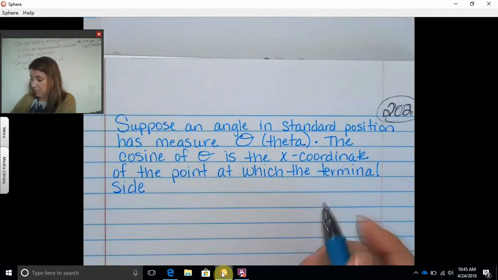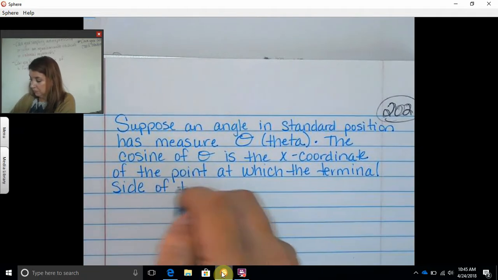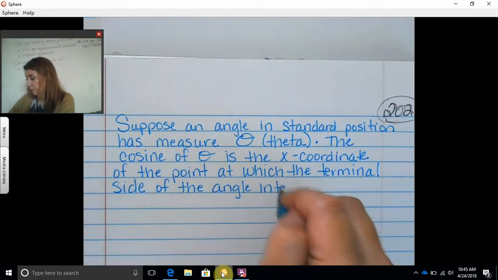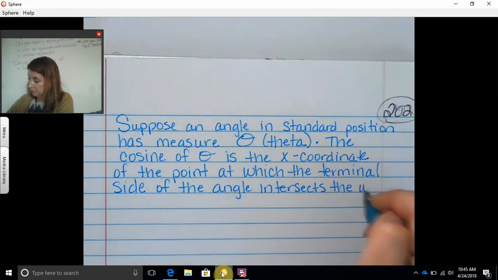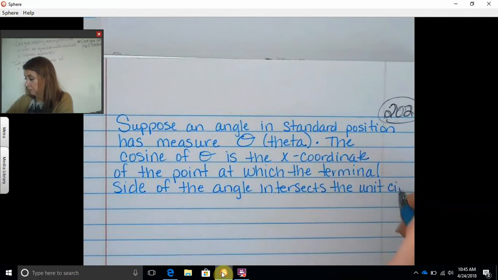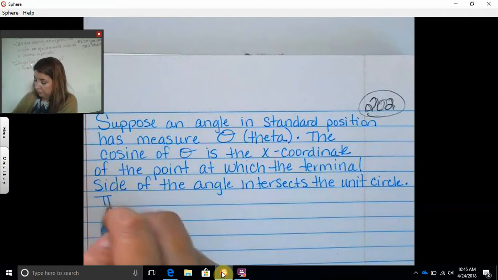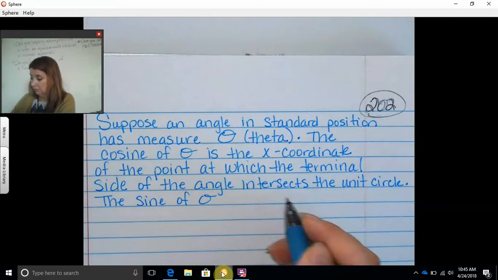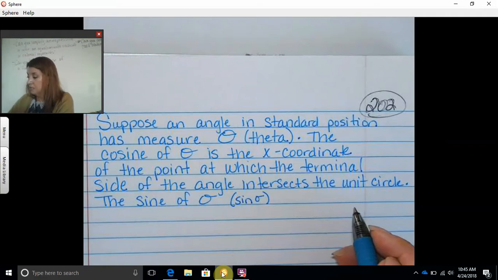Of the angle intersects the unit circle. The sine of theta is the y-coordinate.